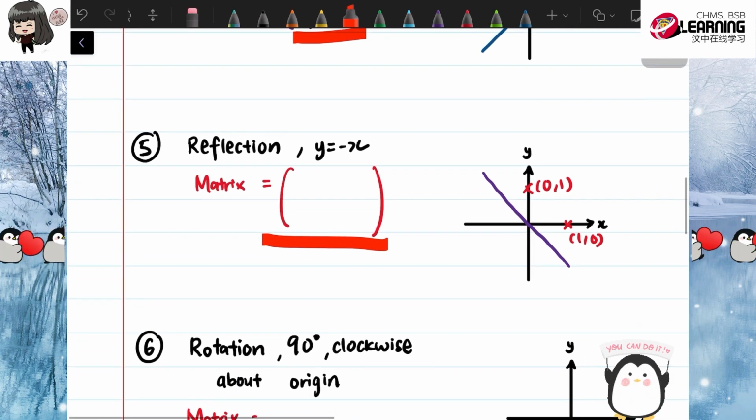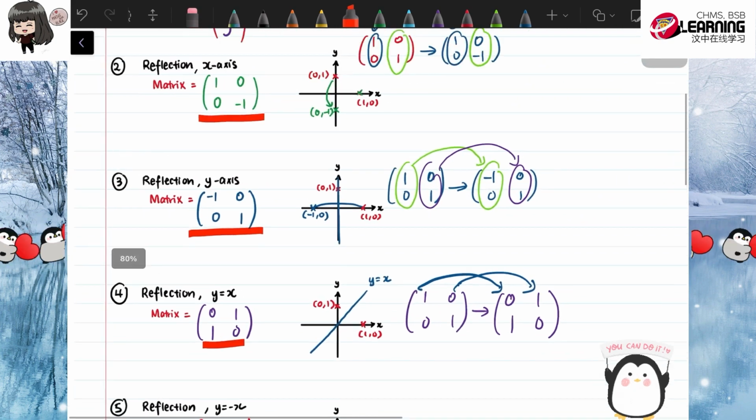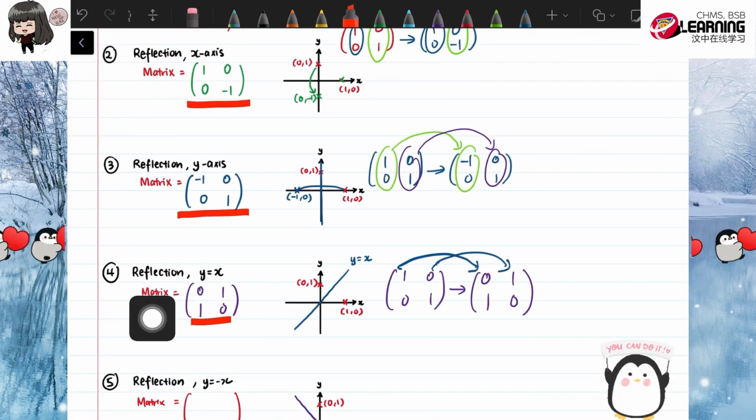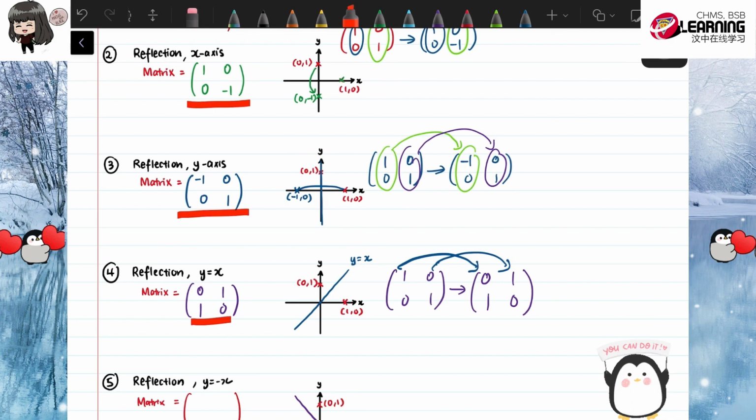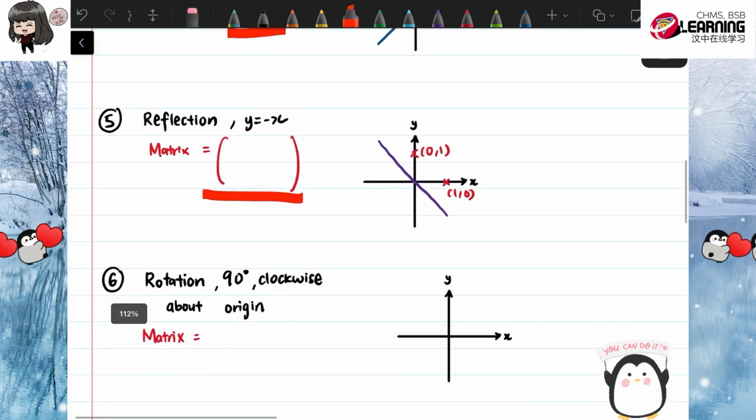That's for reflection. Actually, there are more reflections. It's not only this. These are just the examples that I can give you. Okay, let's move on to rotation.